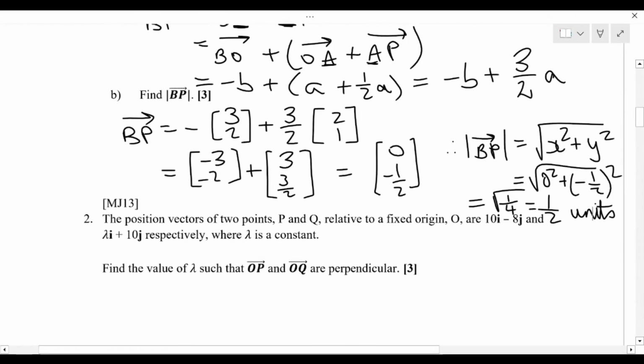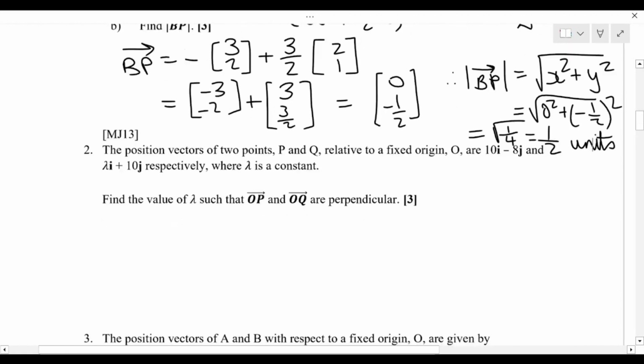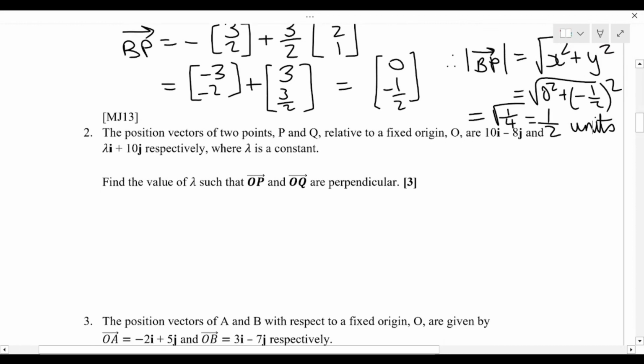The next question is from 2013. The position vectors of 2 points P and Q relative to a fixed origin O are 10i minus 8j and lambda i plus 10j respectively, where lambda is a constant. Find the value of lambda such that the vector OP and vector OQ are perpendicular.